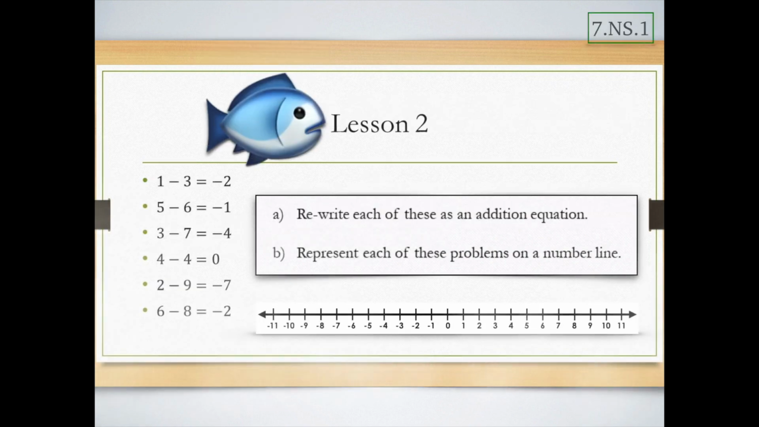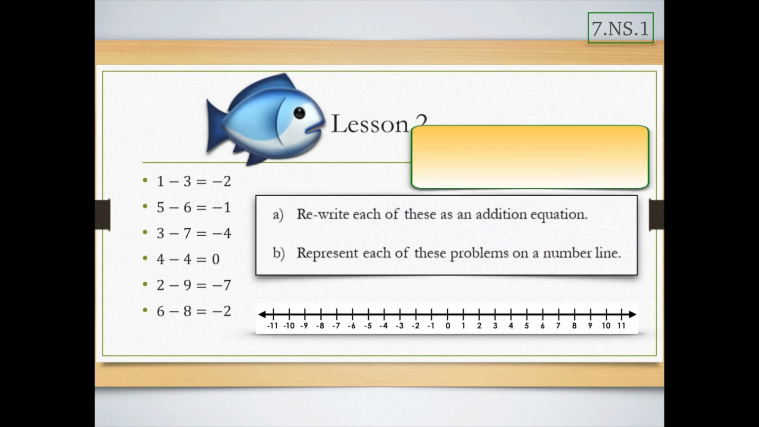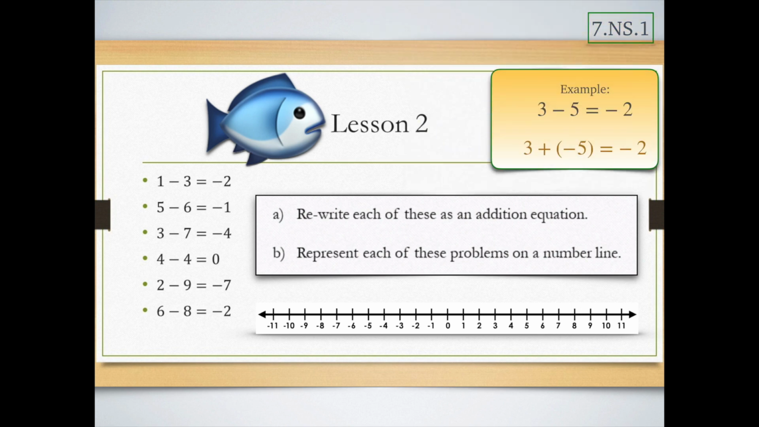For these problems, I'm going to want you to rewrite each of them as an addition equation in your notebook. Looking up at the example, I've done that. I have the original problem of 3 minus 5 equals negative 2. As addition, it's 3 plus negative 5 equals negative 2. And that's all you need to do for all of those problems. There's only 6 of them.